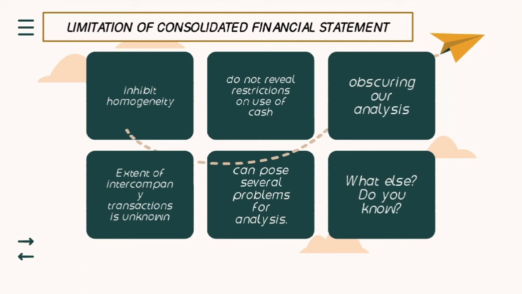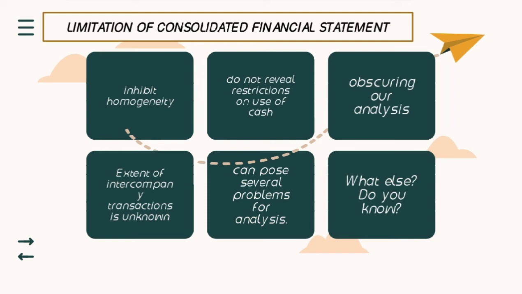And then, consolidated financial statements do not reveal restrictions on use of cash for individual companies, nor do they reveal intercompany cash flow or restrictions placed on the flow. These factors obscure the relation between liquidity of assets and the liabilities they aim to meet.